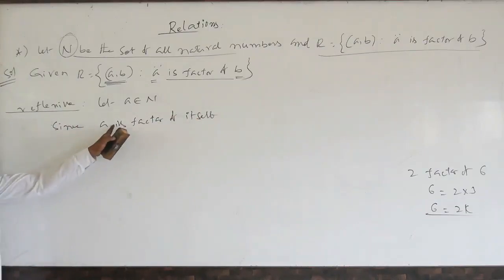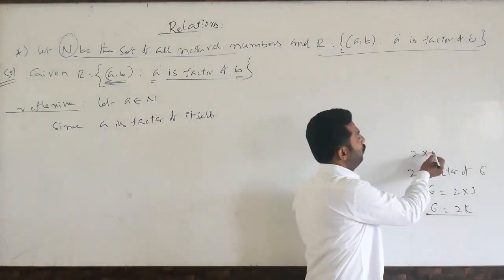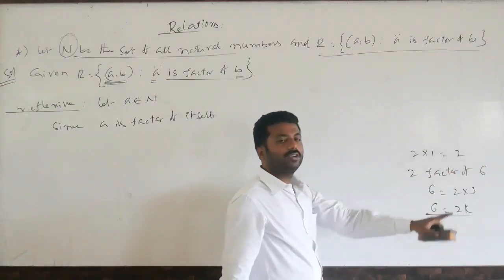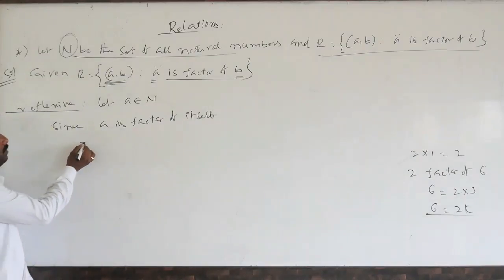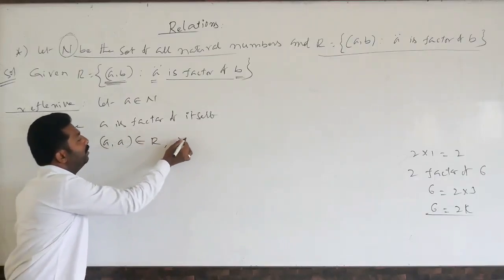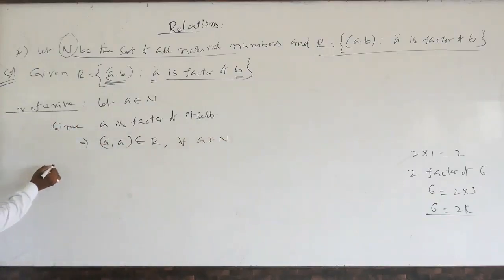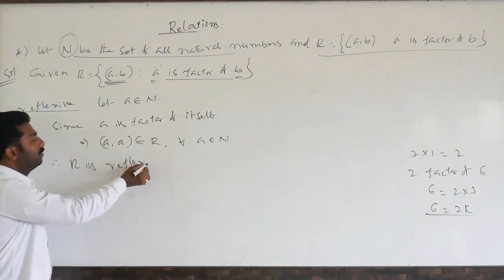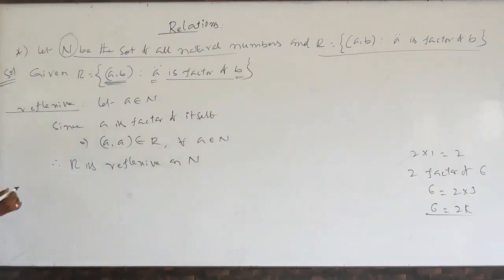Yes, A is a factor of itself. 2 is a factor of 2 because 2 into 1 can be written as 2. So 2 is a factor of 2, and 1 is also a factor of 2. So A is a factor of itself, which means we can say that (A, A) belongs to capital R. This is true for every natural number. Therefore, capital R is a reflexive relation on a non-empty set.